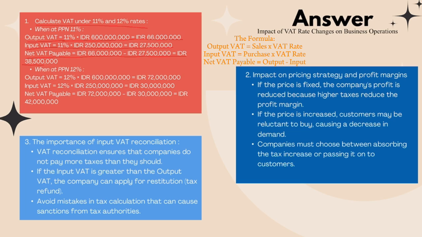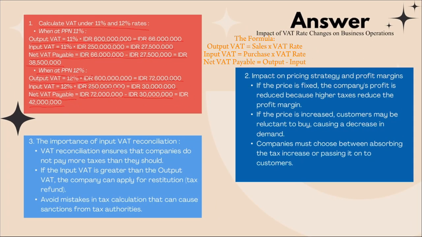When the VAT is 12%, for output VAT 600 million times 12% equals 72 million. For input VAT, 150 million times 12% equals 33 million. For net payable is 72 million minus 30 million equals 42 million.